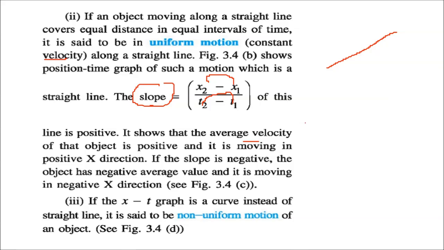It is positive because it is increasing, moving in the x direction, and the slope is negative when the object has negative average value and it is moving in the negative x direction. The x-t graph of any curve, instead of a straight line, we call a non-uniform motion of an object.